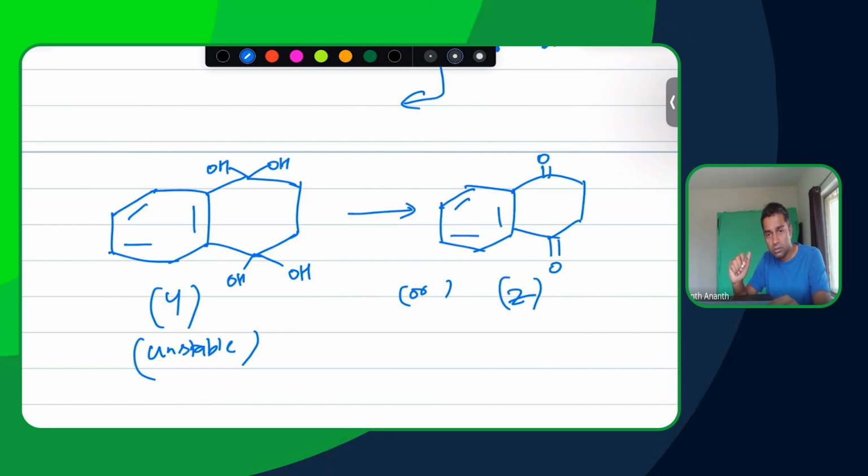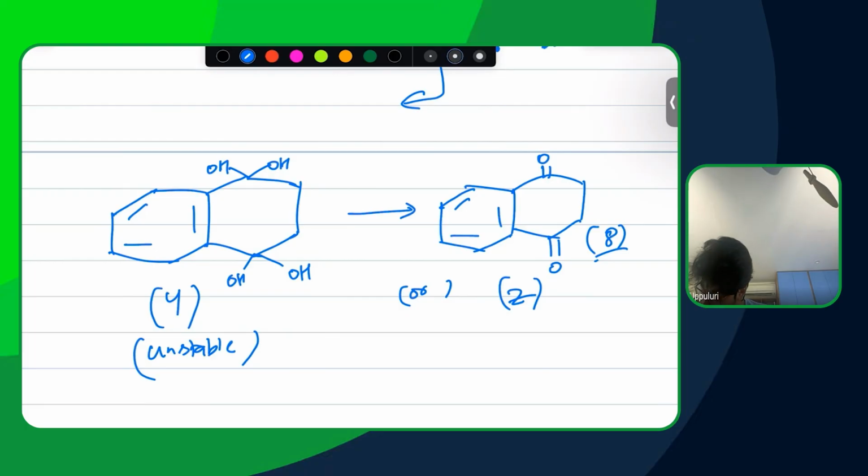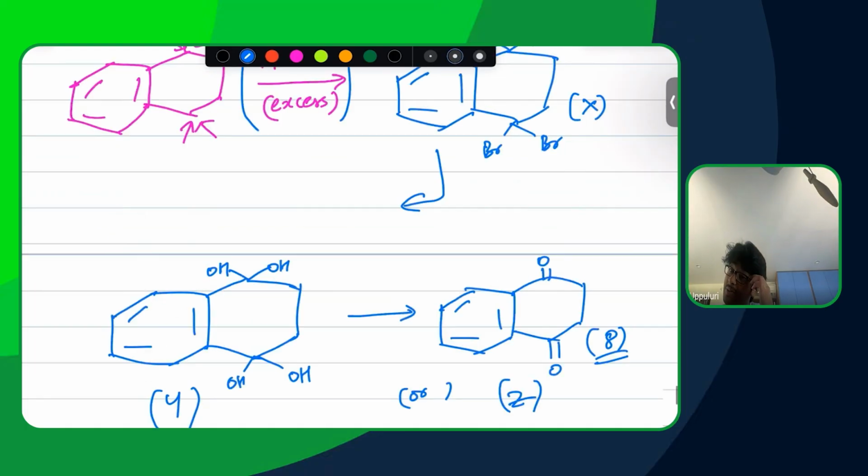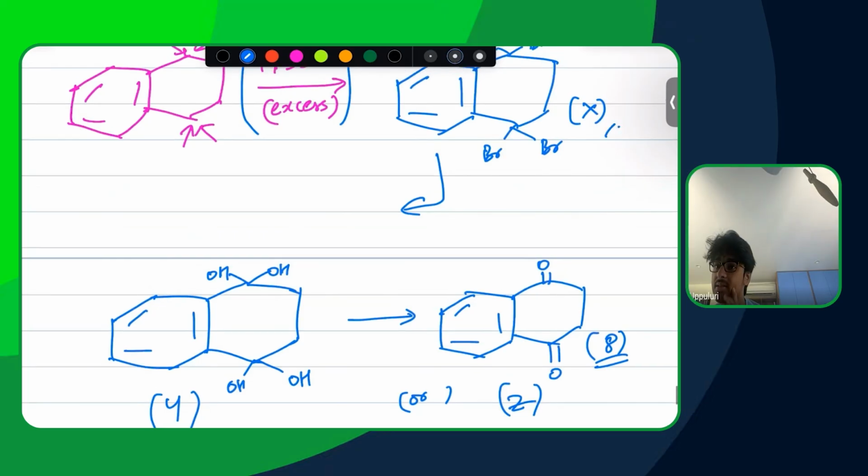Right? So what should be the answer here? 6 plus 2, 8. Is that the answer given? Yes, sir. That's it. What's the complication here? What did you put? I didn't think of the ketone to be formed. You didn't think the ketone would form? You got X correct?